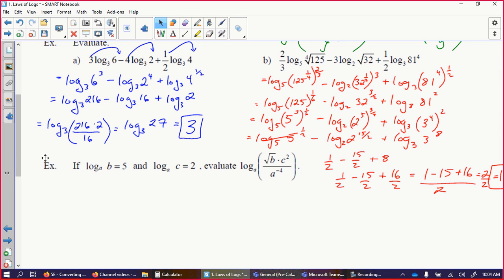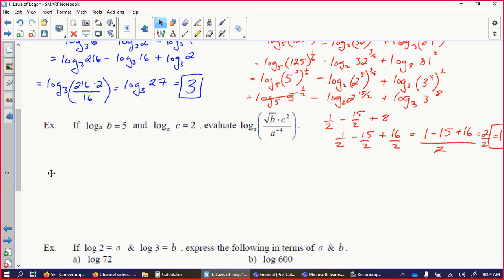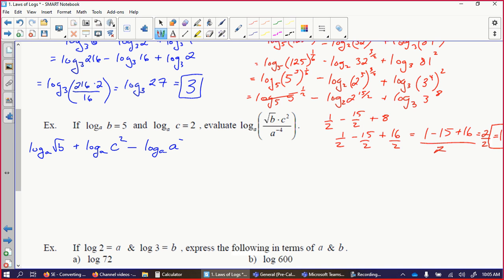But law of logs, we got to go back to here. And so different types of questions that we can deal with. If log base A of B equals 5 and log base A of C is 2, evaluate this. Whoa, that doesn't make a whole lot of sense. But because I've got product and quotient, what we can do here is split that up. Log base A of the square root of B plus log base A of C squared minus log base A of A to the power of negative 4.